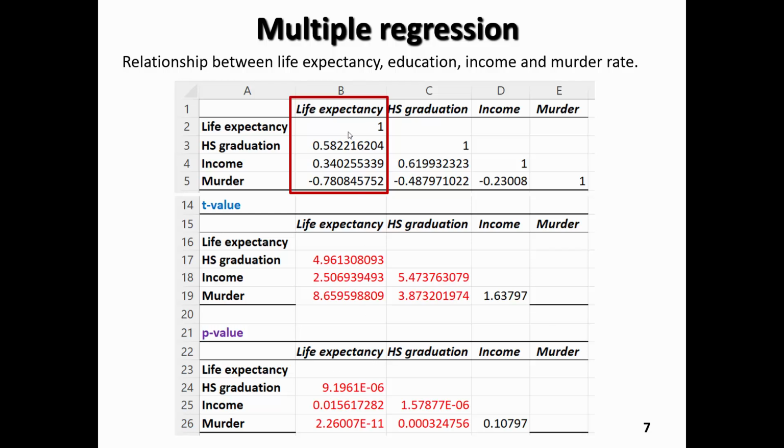So for example, as a review, if we take a look at the correlation between life expectancy and high school graduation, we see that there's a positive correlation of 0.58, and because this is a social science type of study, we would rate this correlation strength to be moderately high. So we would state that because the p-value is very, very small here, so this is 9.1961 times 10 raised to the power of negative 6. That's what this indicates here. This is a really small p-value.